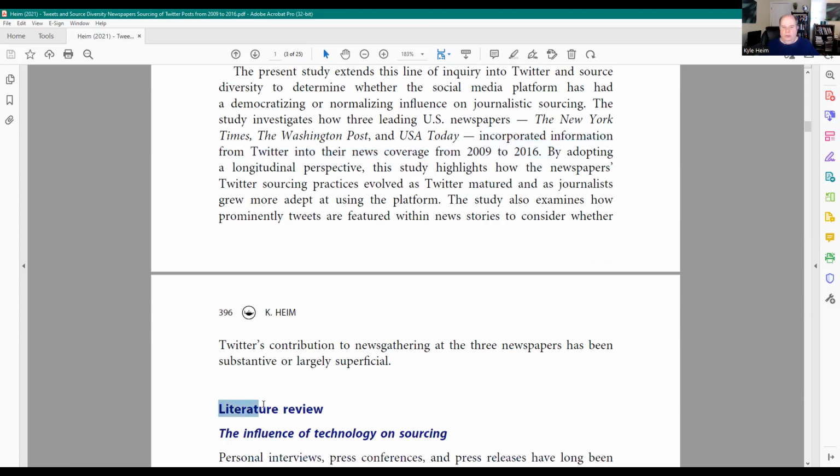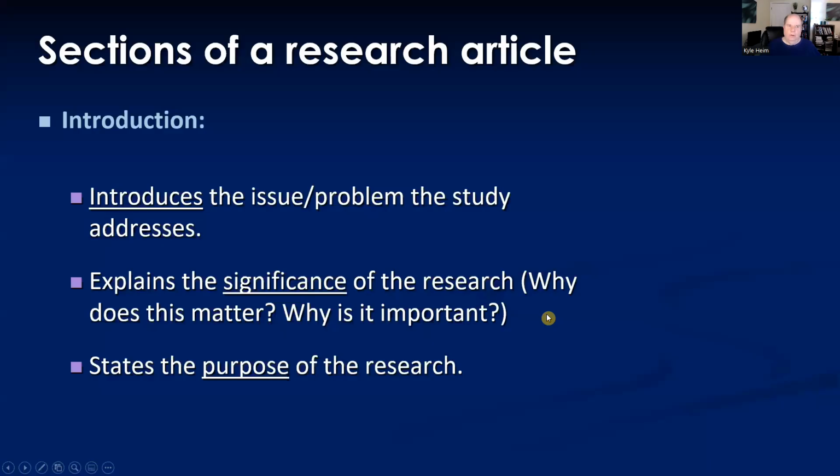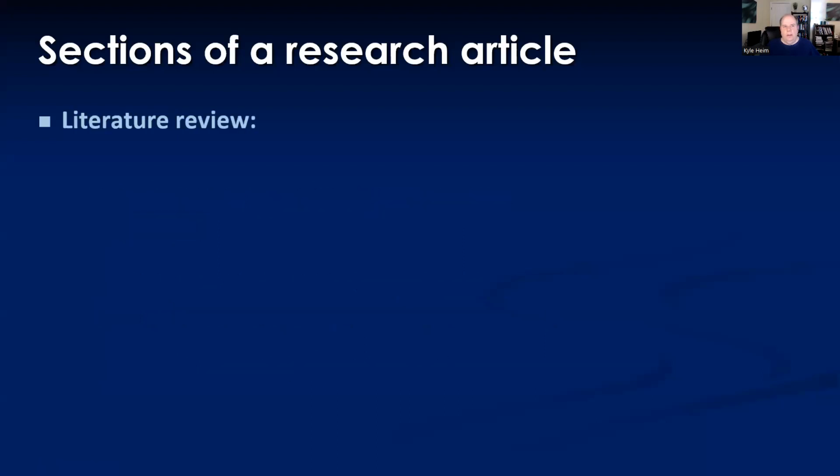Now we're going to move into the next section, which is the literature review, which is oftentimes a very long section. Sometimes it can be the longest section of all. So what does the literature review accomplish? Well, before you can do a study, you have to know what existing studies have been done about your topic. What do we already know from previous studies? And that's something that a literature review will delve into.